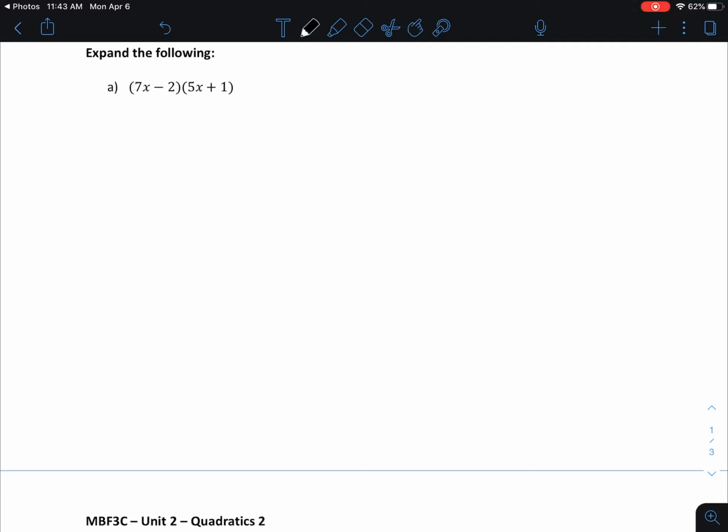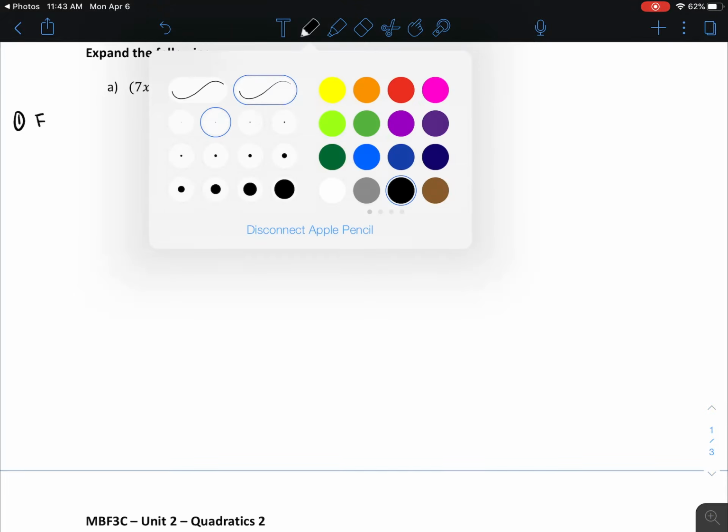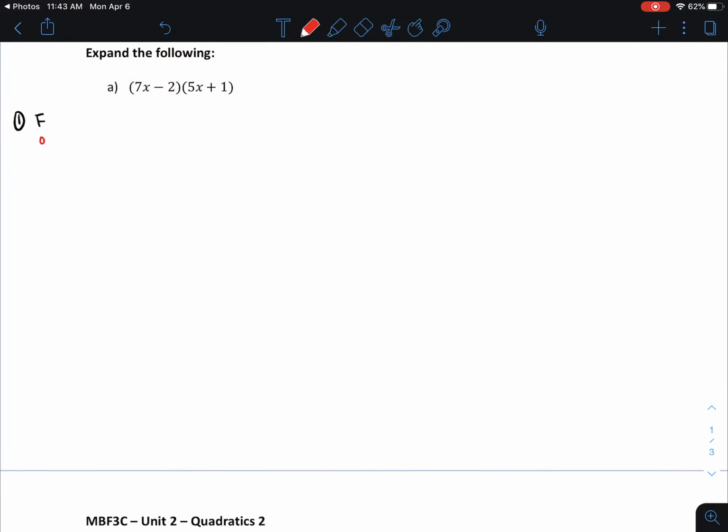Okay, so let's just take a look at the first one. The first one is what I call, or not what I call, but what people call. I'm going to do each of these in different colors.